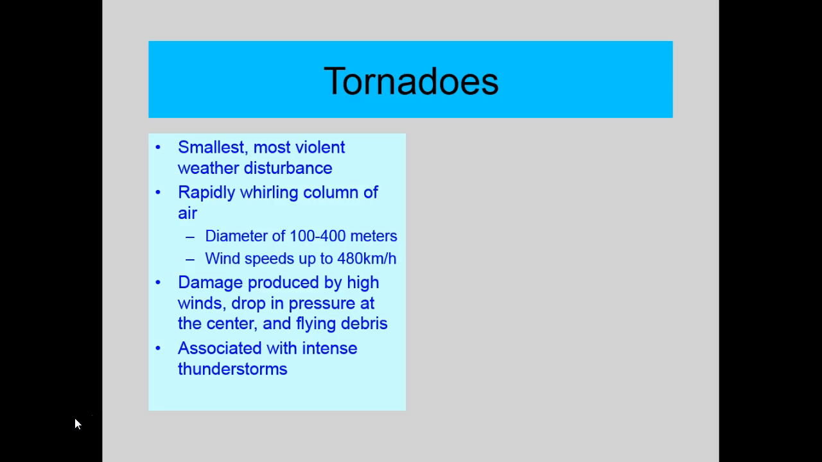Wind speeds up to 480 kilometers per hour. Multiply that by 0.6, you get about 250, 275 miles per hour. Wind. Unbelievable. The damage is produced by several things. Number one, of course, the high winds.